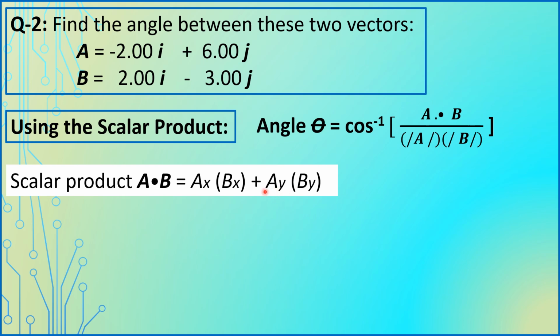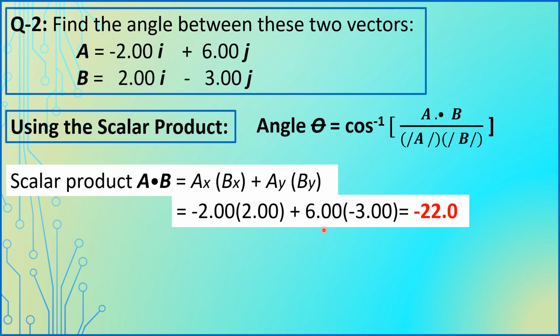Substituting, we get negative 2.00, that's for AX, times 2.00, which is BX. And then add to this AY, which is equal to 6.00, to be multiplied by the y component of vector B, which is negative 3.00. So when you do your math, we will get as the scalar product of vectors A and B negative 22.0 to three significant figures.